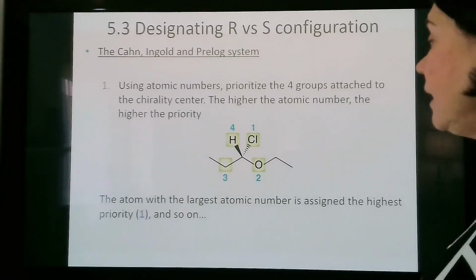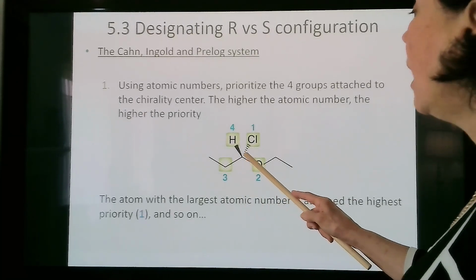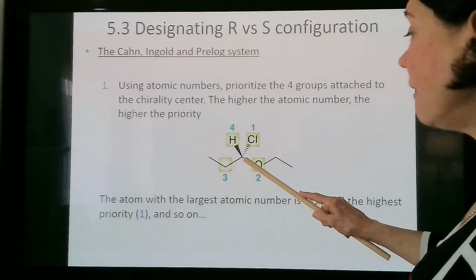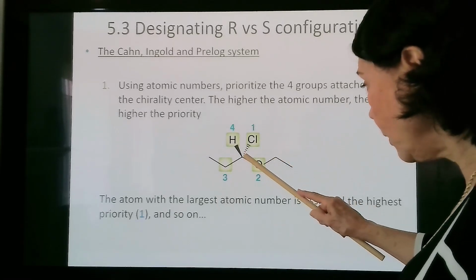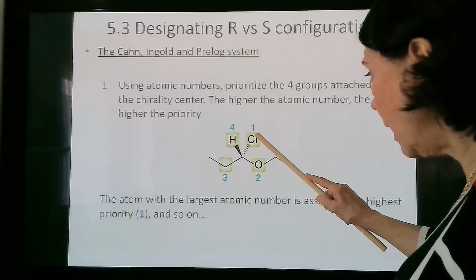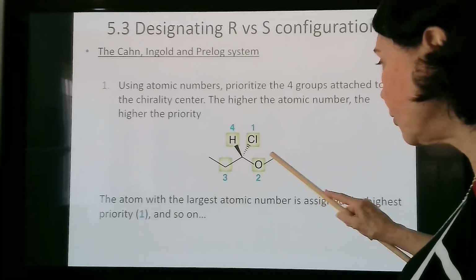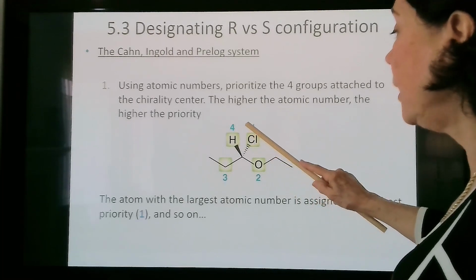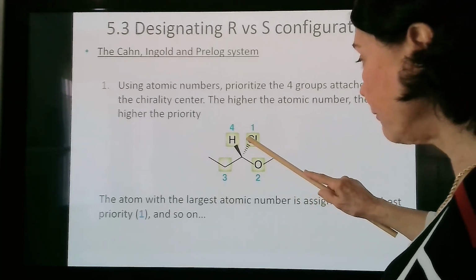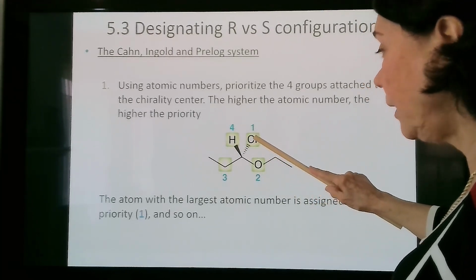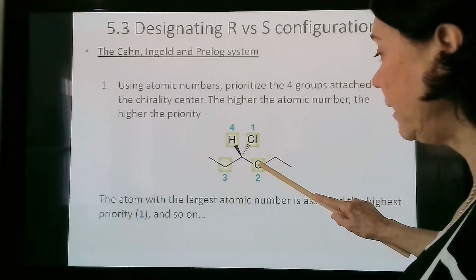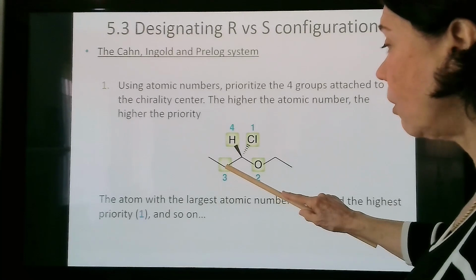So let's use it again. Here, this is an ether. So this is going to be a chloroethoxypropane. Here we have the 4 different groups. Chlorine is going to be 1 because it has the highest atomic number. Oxygen will be next. Then comes carbon.